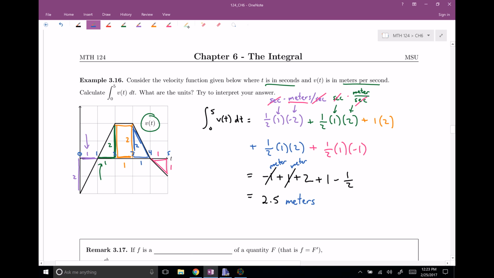So there is our final answer, including the units. And so the question becomes, try to interpret our answer, right? Try to figure out, what does this mean? I mean, it means 2.5 meters.